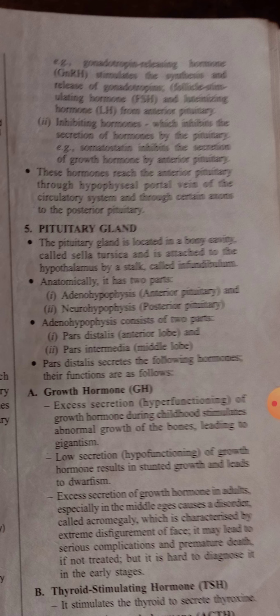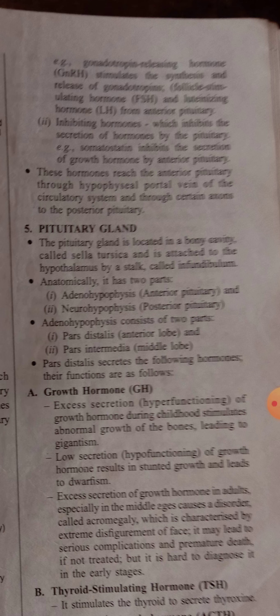Second head here, next are the pituitary glands. The pituitary gland is located in a bony cavity in the cranium or skull, called the sella turcica, and it is attached to the hypothalamus by a stalk, a tube-like structure, or a leaf petiole-like structure. That is considered the stalk, called the infundibulum.